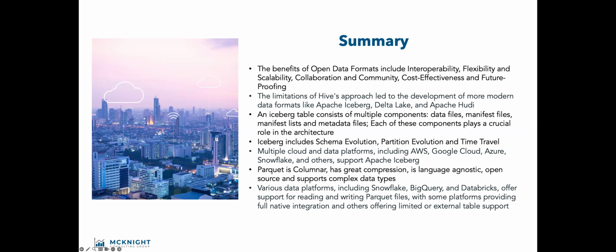What got us here? The limitations of Hive's approach led to the development of Iceberg, Delta Lake, and Apache Hudi. An Iceberg table consists of multiple components: data files, manifest lists, and metadata files. Iceberg includes schema evolution, partition evolution, and time travel. We walked through that. And multiple cloud and data platforms, including AWS, Google Cloud, Azure, Snowflake, and others, support Apache Iceberg. And also, I might mention in summary to keep an eye on Databricks and what is going to happen with Iceberg and Delta Lake. And let's see how that all plays out.